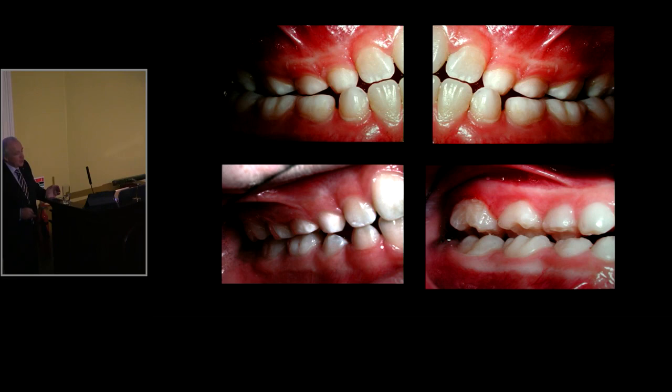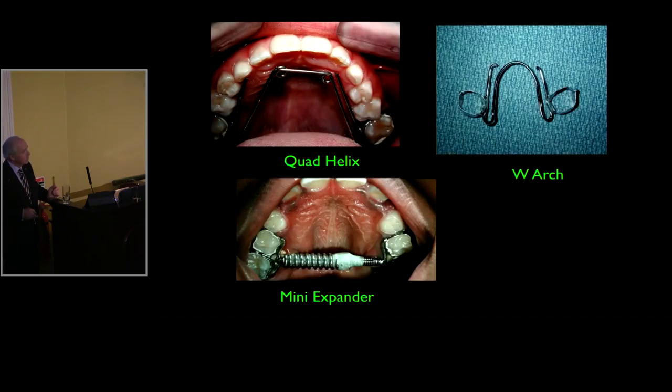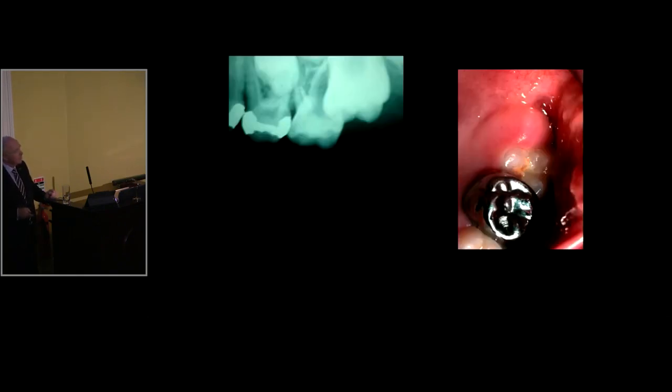Okay, so what you do is you overcorrect it with the quad helix, and you overcorrect at the stage where the lingual cusps on the upper teeth are opposing the buccal cusps on the lower, because you always get a bit of relapse. Those are the 3 appliances there. There isn't a Hyrax there, but a Hyrax is basically a variation of a mini expander.